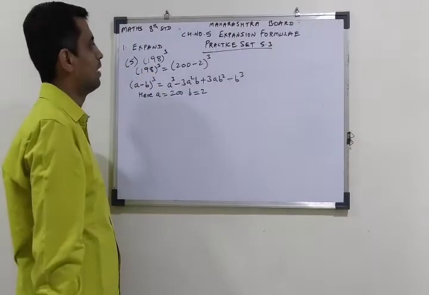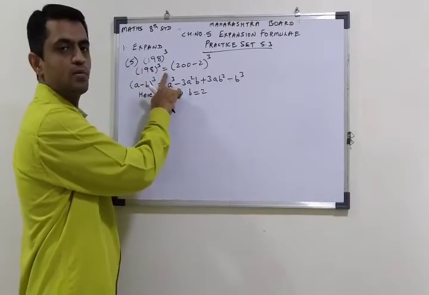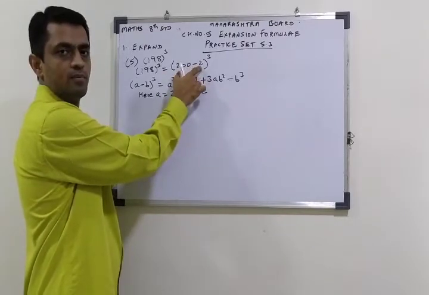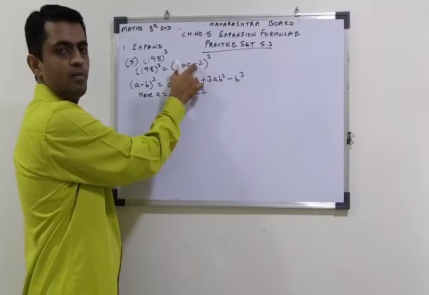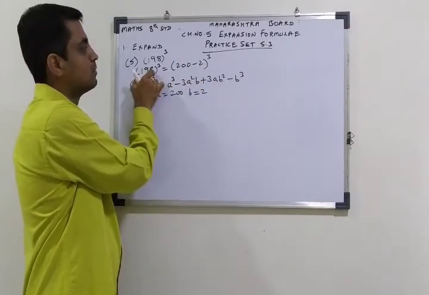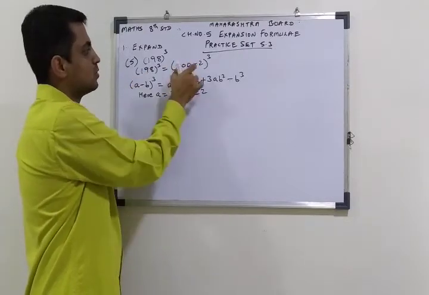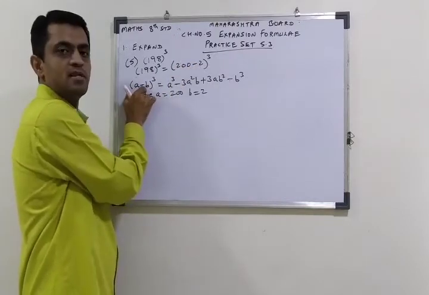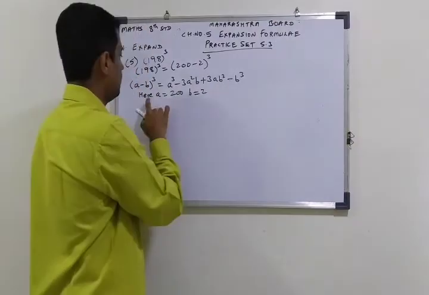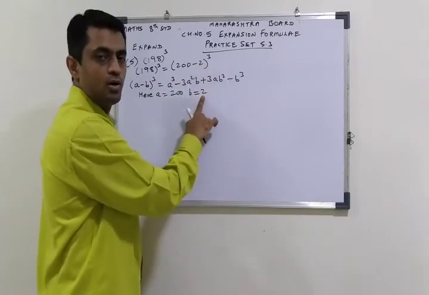Fifth sum, 198 the whole cube. This can be written as 198 the whole cube is equal to 200 minus 2, because we have to form it in binomial form. 200 minus 2 will give you 198 itself. So this is in which form? A minus b the whole cube. So we are using that formula here again. Now here A will be our 200, our B will be 2.